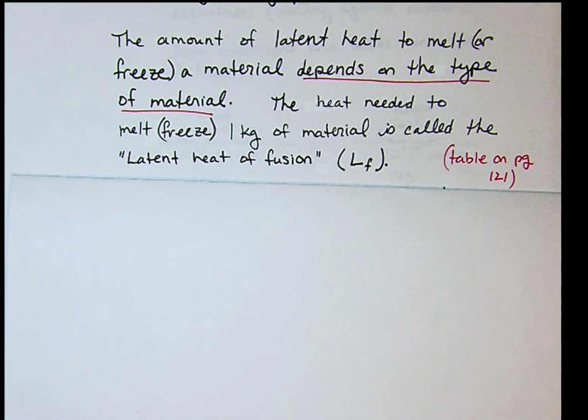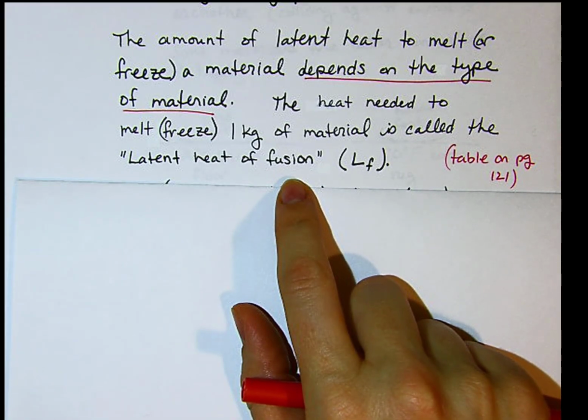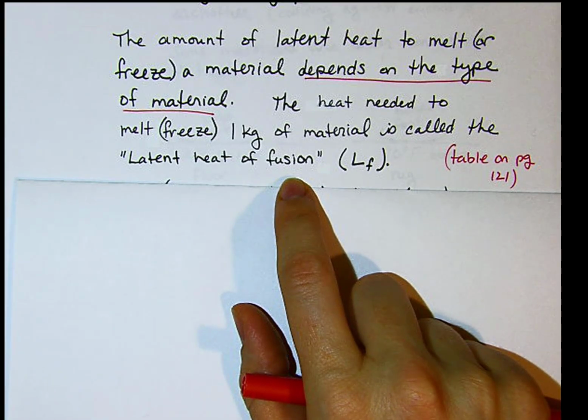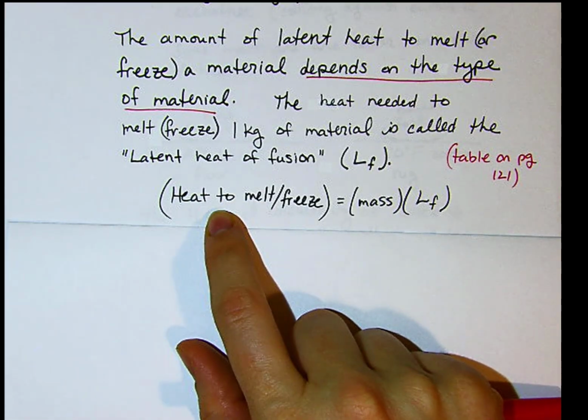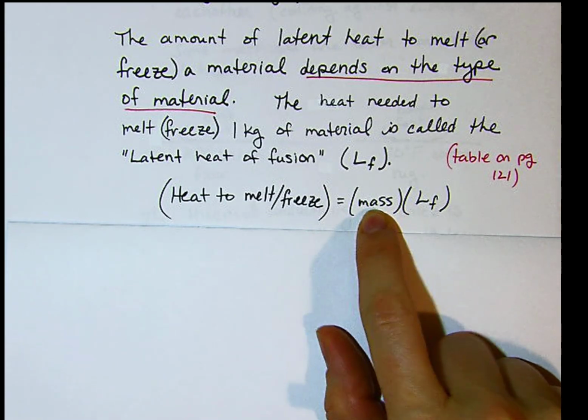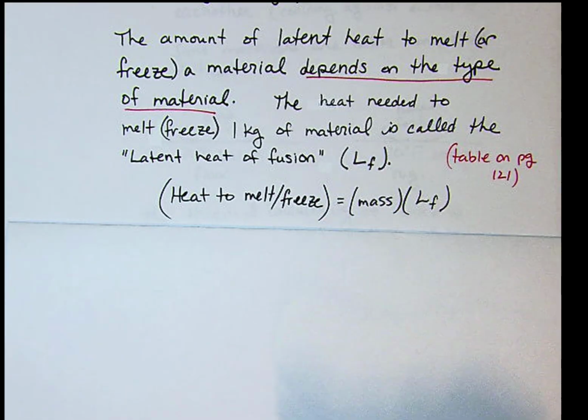So that's why we need a table. Before, we would look up the specific heat, that was our constant for that material, and we would plug it into the equation. Here our constant, instead of calling it the specific heat, we call it the latent heat of fusion. But really, it's just a constant for a certain type of material that you plug in. So if you want to know how much heat, how much energy you would need to do the melting or freezing, you need to know how much mass you have, and you need to know what material it is. So you can look up this constant and plug it in.